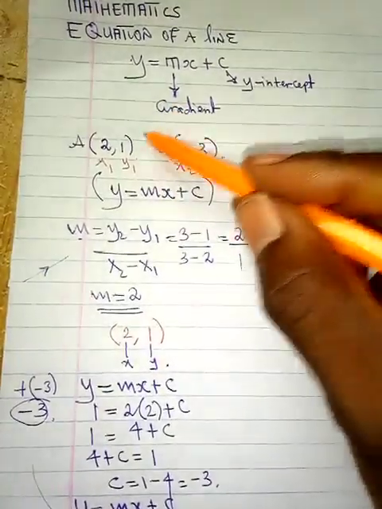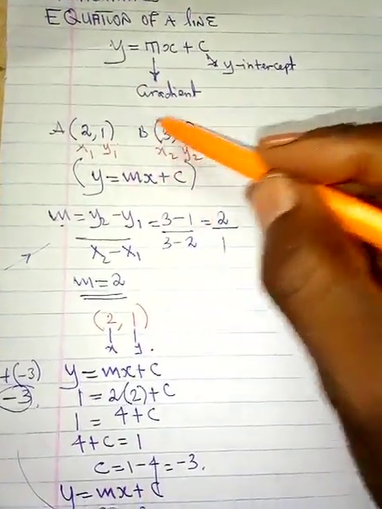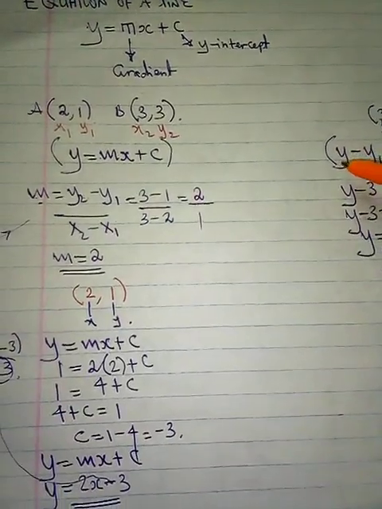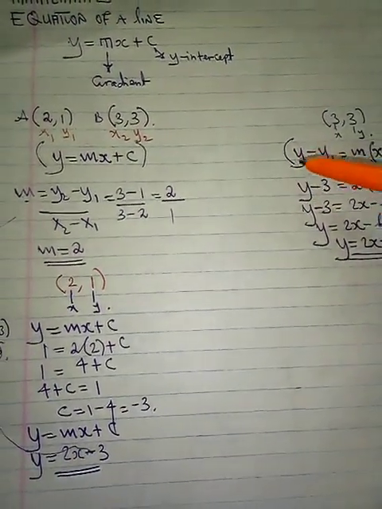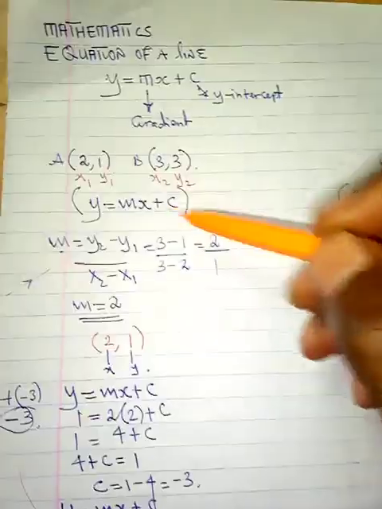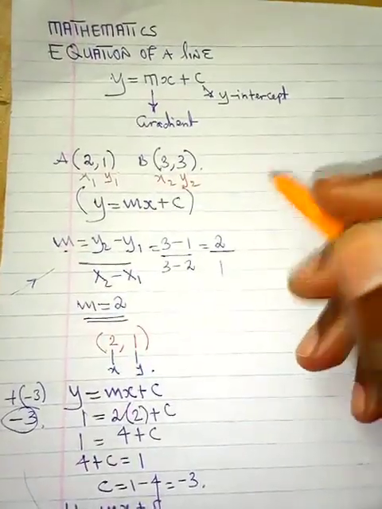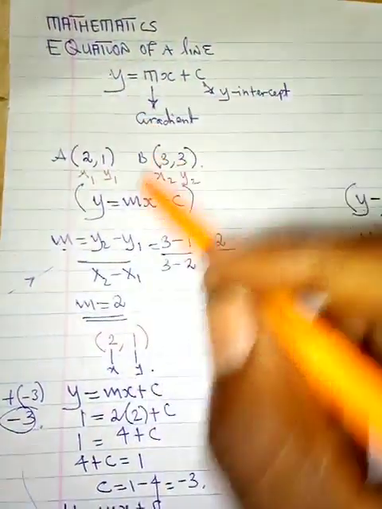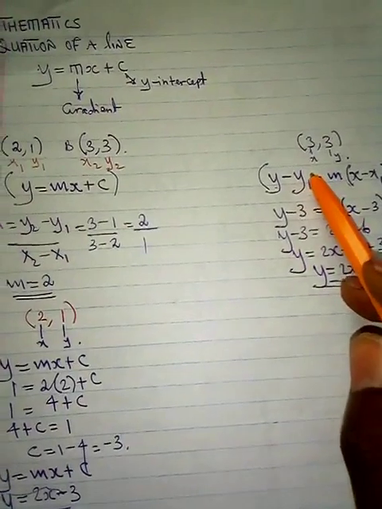Pick any 2 coordinates, or rather pick any 1 coordinate from those points that you have been given, and you'll be well and good. So this is how we determine the equation of a line using this general form and also this other formula.